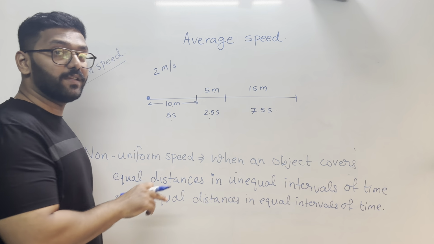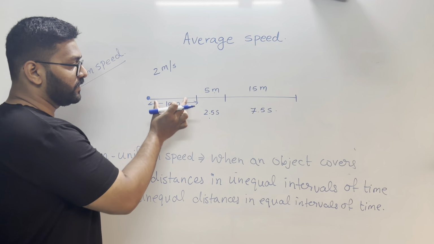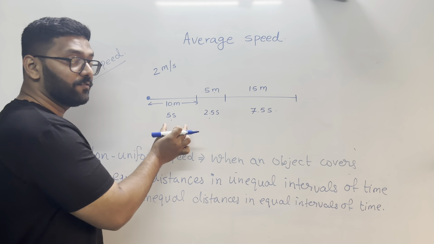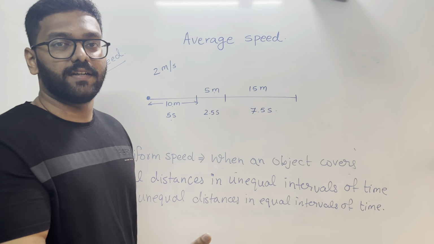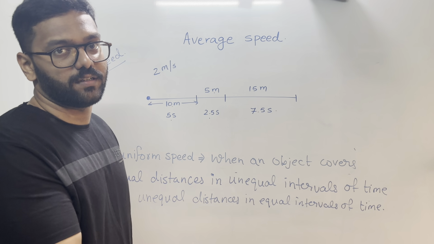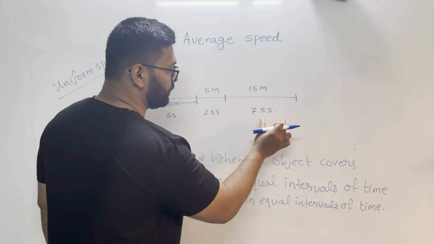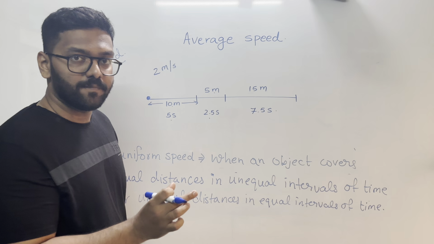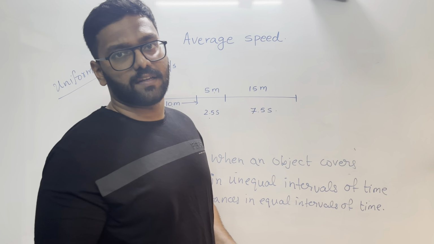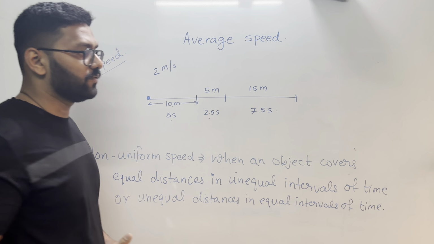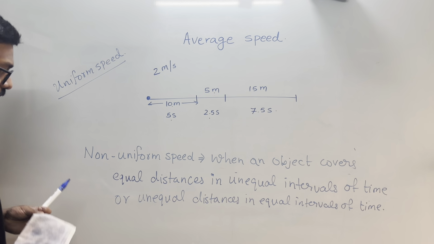But if the time comes out to be unequal, then you know the numerator of the speed, which is 10 meter, is the same, but the denominator, which is time, is going to be different. That means obviously the ratios are going to be different. Vice versa is also true. If I fix the time interval to be the same, that is, the denominator is the same, and you find that distances are unequal, that means of course the speeds are going to be unequal, and that is the case of non-uniform speed. So this was the definition of non-uniform speed.